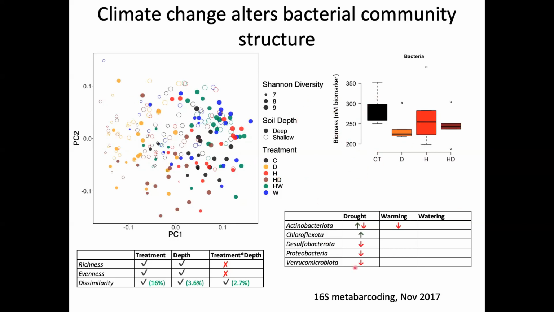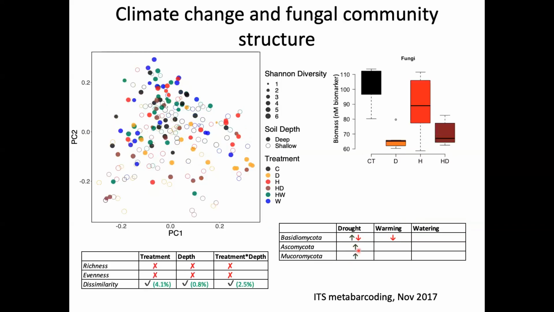There's also evidence that specific taxa within the bacterial community are responding, particularly this abundant phylum here, the Actinobacteria. Taxa within there are both increasing and decreasing in relative abundance in response to drought, and also show relationships with warming. Some of these other phyla here show additional relationships with drought, but most of the effects we see in the bacterial community are being driven by the drought treatment.